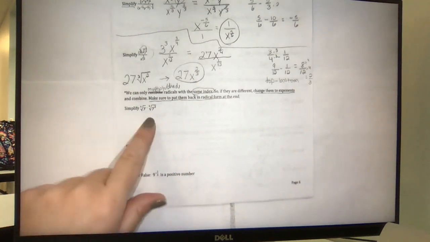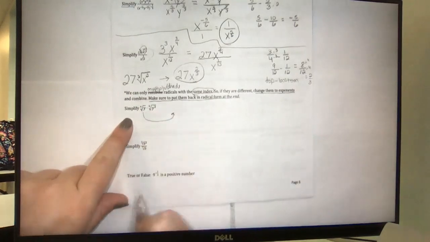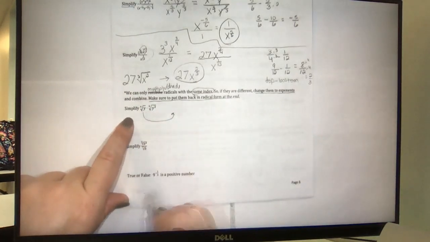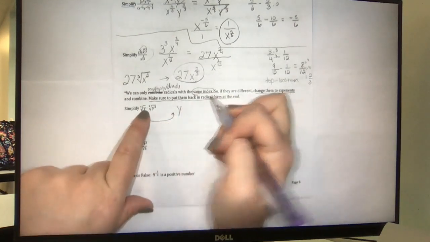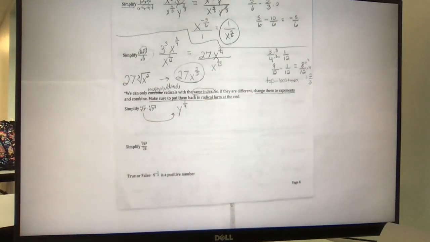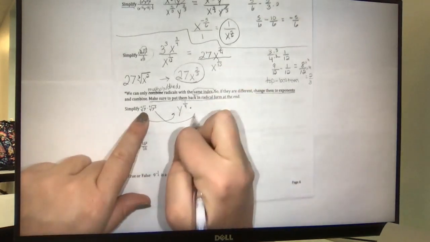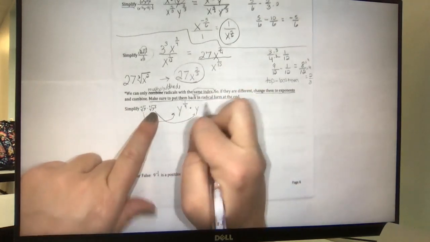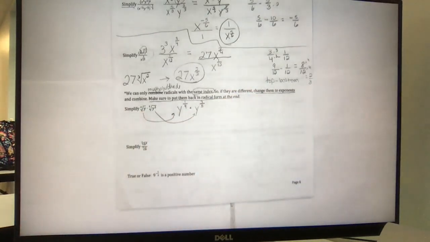Okay, so here we go. I'm going to change them. So the 4th root of y is going to end up being y. Its exponent is a 1. Its index is a 4. So it's y to the 1/4. I'm going to multiply that by this one. Its exponent is a 3. Its index is a 5. Okay, so we just wrote them over.